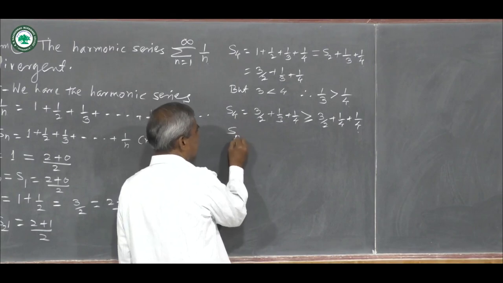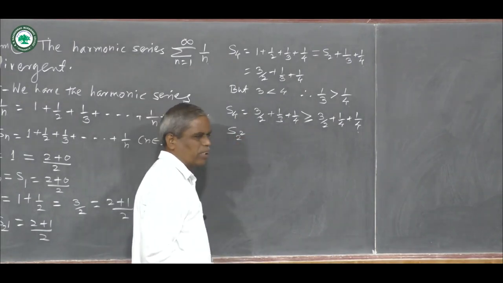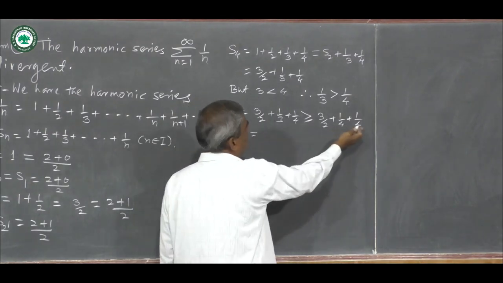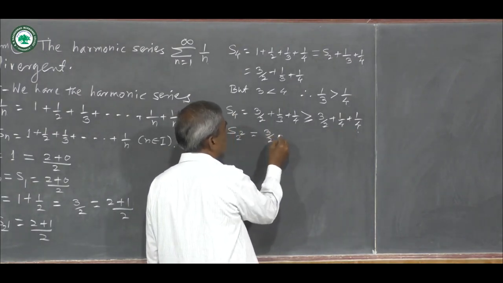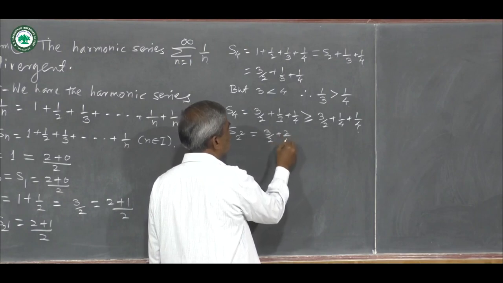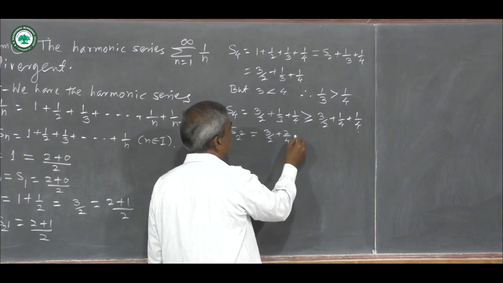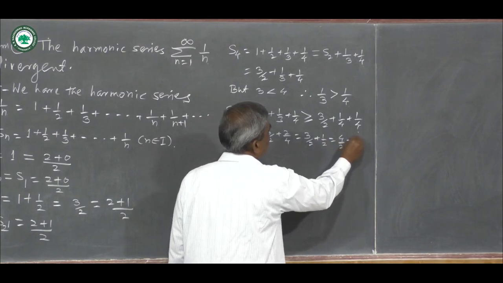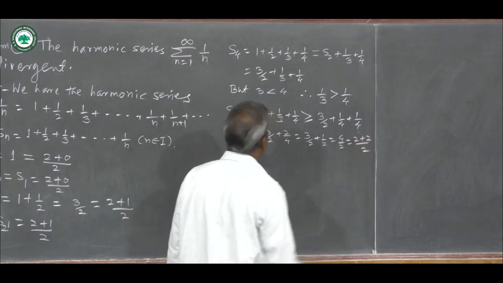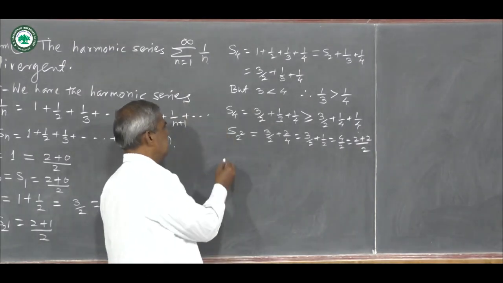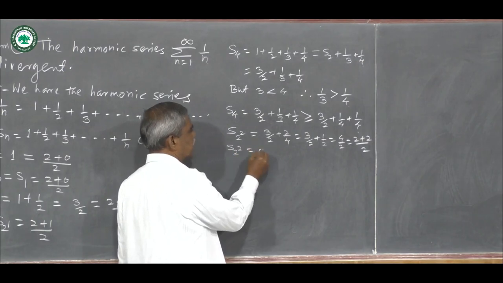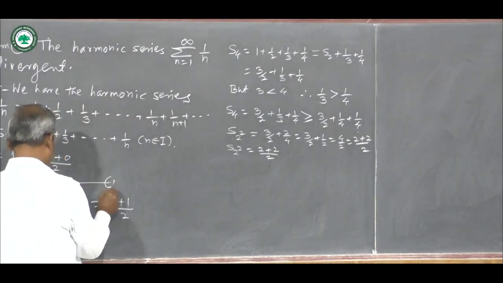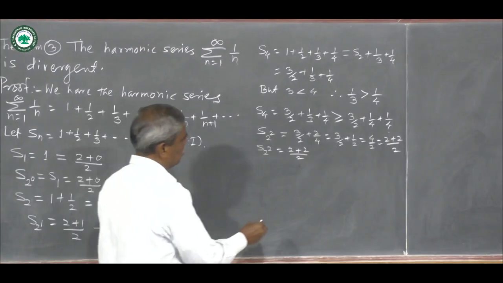S4 can be written as S suffix 2 raised to 2, which is greater than or equal to 3 by 2 plus 2 by 4, which is equal to 3 by 2 plus half, which is 4 by 2, equal to 2 plus 2 by 2. So S suffix 2 raised to 2 is greater than or equal to 2 plus 2 by 2. This is relation 1, this is relation 2, this is relation 3.